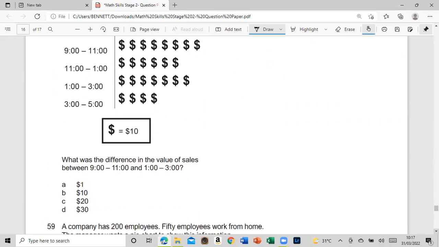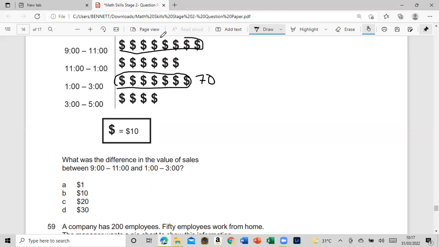What is the difference in the value of sales between 9 to 11 and 1 to 3? So I could just mark them there. 1 to 3 would be this figure here. So 1 represents 10: 10, 20, 30, 40, 50, 60, 70. And this one now, 9 to 11, is all the numbers of dollar sign.